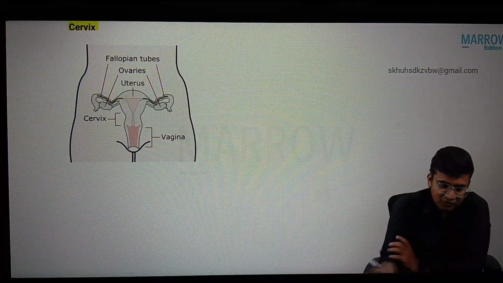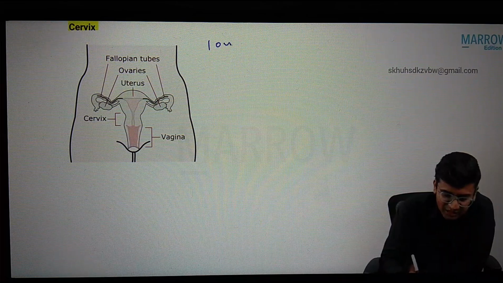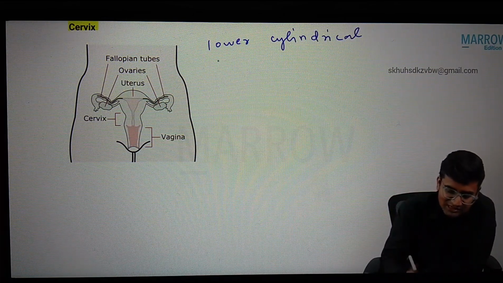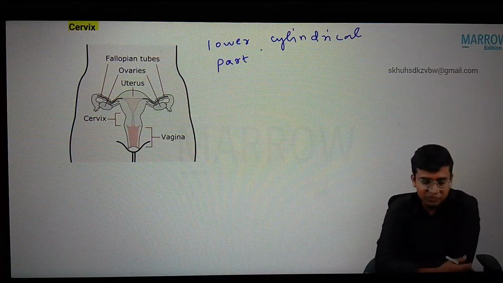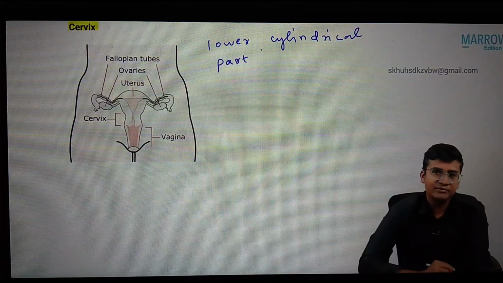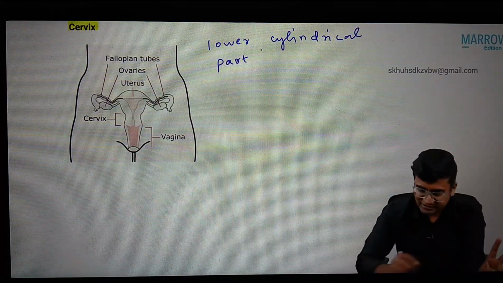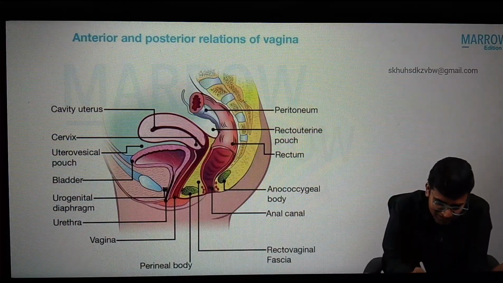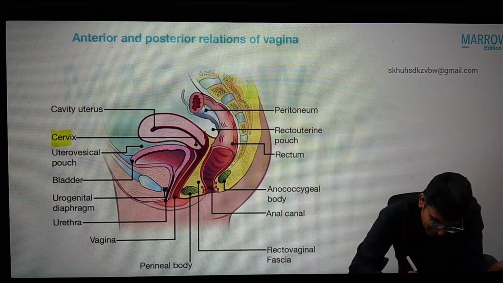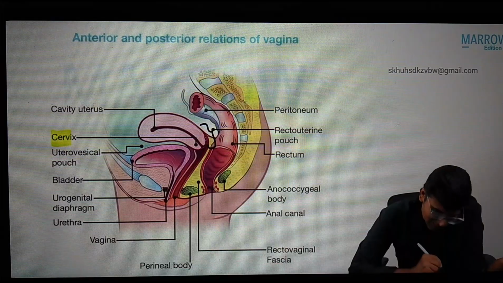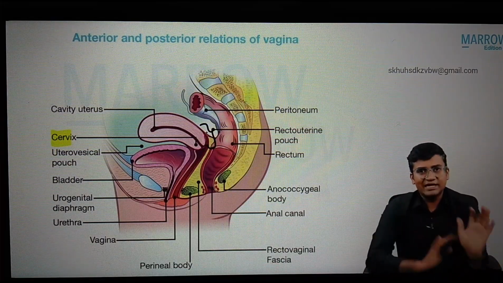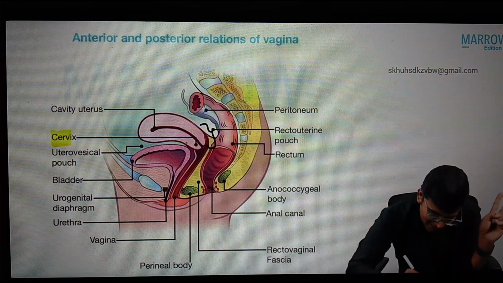Now, the cervix is the lower cylindrical part of the uterus. The cervix projects into the vagina. So, the cervix has two parts. See here, this is the cervix. I will mark here. This part is the cervix. So the cervix is projecting into the vagina, and the cervix has two parts.